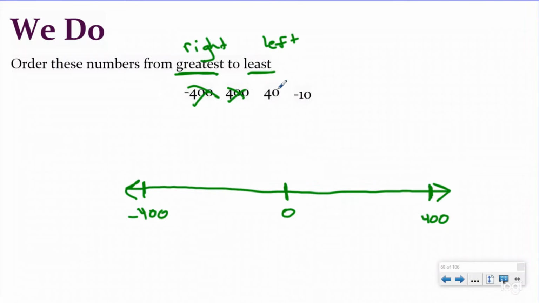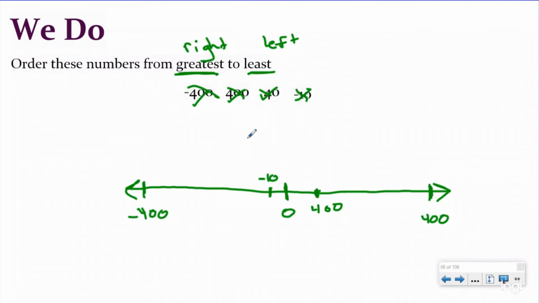Then I have a positive 40, which means I'm starting at 0, and I'm moving to the right 40 units. Your ratio between the two numbers doesn't have to be perfect. You're just using this to help you visualize. So it's going to be obviously way less than 400, so maybe somewhere right here, okay? And then your last one's going to be negative 10, so it's going to be moving to the left 10 units. So pretty close to 0 on this number line. And now we've shown all 4 rational numbers.